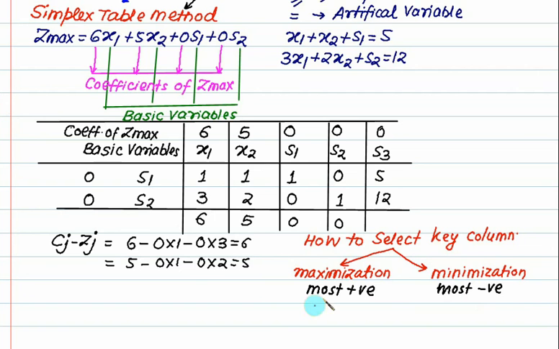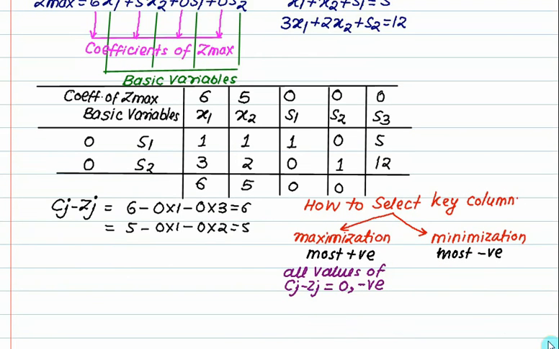And in case of maximization, if all values of Cj minus Zj are either equal to 0 or negative, then you conclude the optimal solution is achieved. Exactly opposite on the other side: in minimization, if all values of Cj minus Zj are either 0 or positive, opposite of negative is positive, then we conclude the optimal solution is reached.